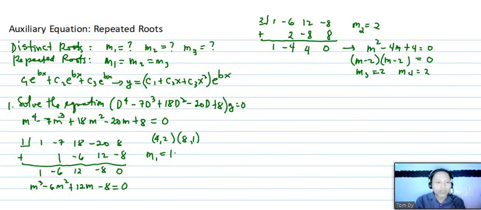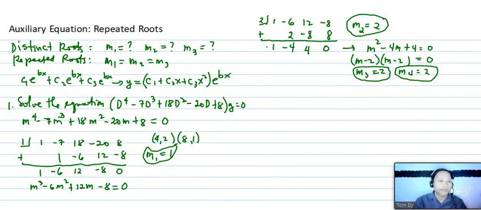Okay? So we have our m sub 1, our m sub 2, our m sub 3, and then our m sub 4. If you have noticed here, m sub 2, 3, and 4 are equal. We call this repeated roots. So when we solve this one, our m sub 1 equals 1.